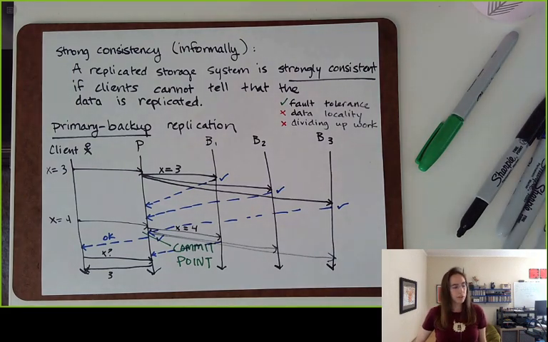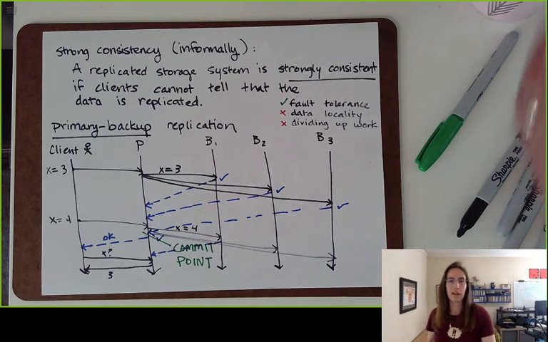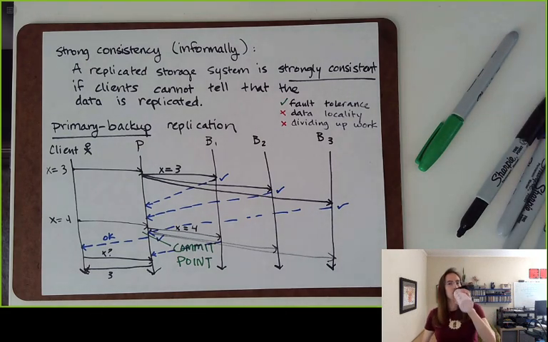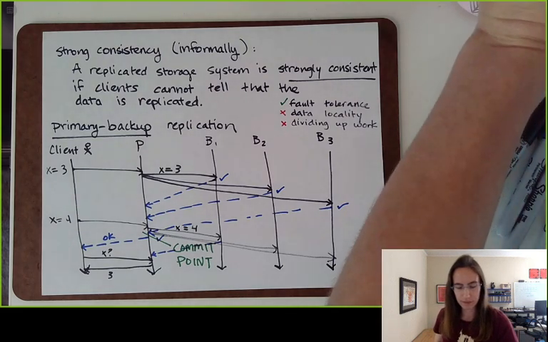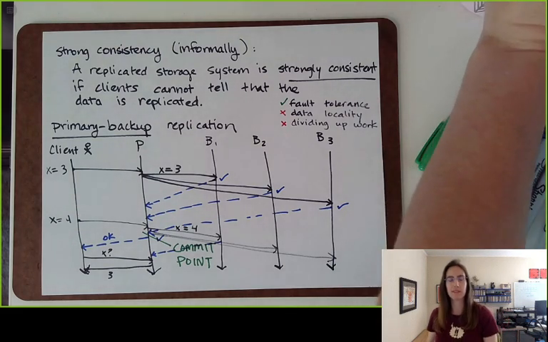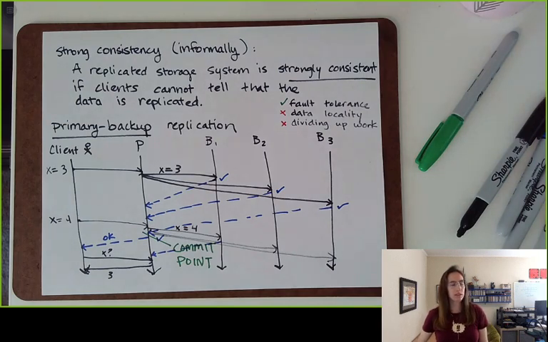So the natural question to ask is, can we do better than this? Can we make it so that the primary doesn't have to do all the work? Any thoughts on how to do that? A consensus protocol. Y'all are jumping ahead.